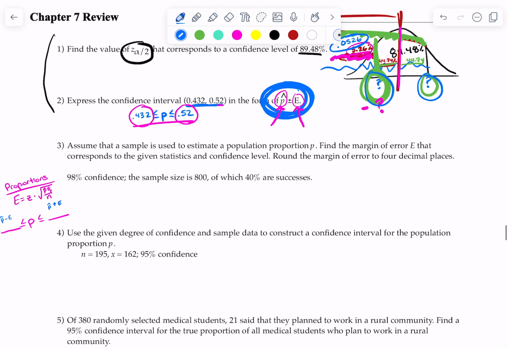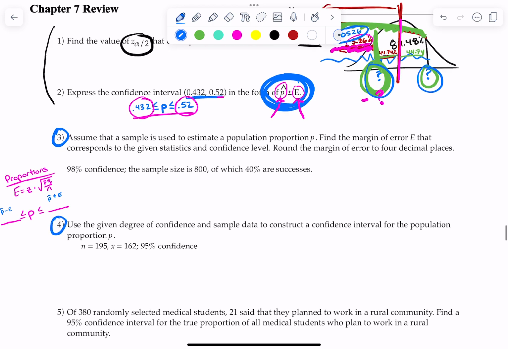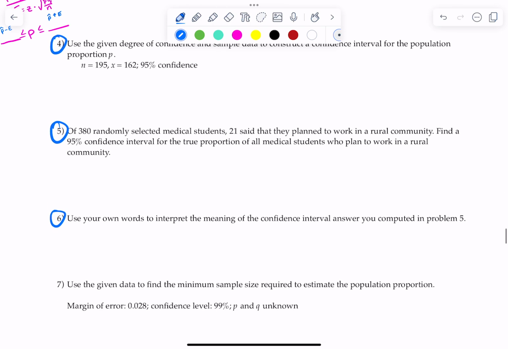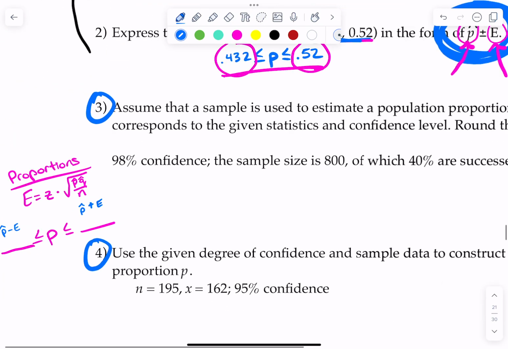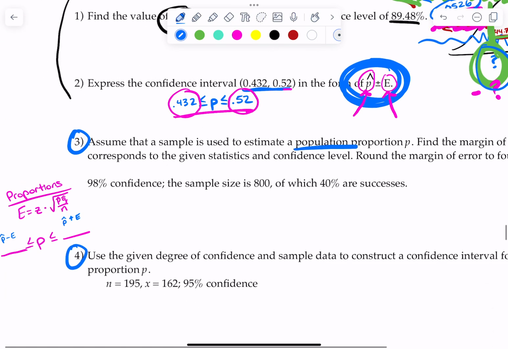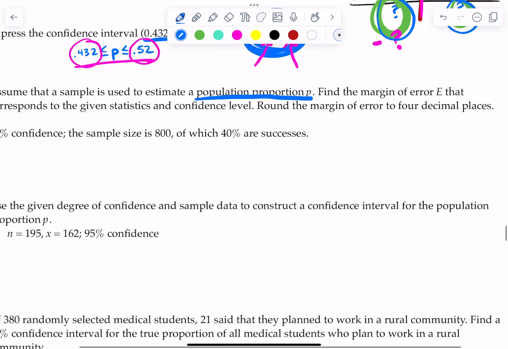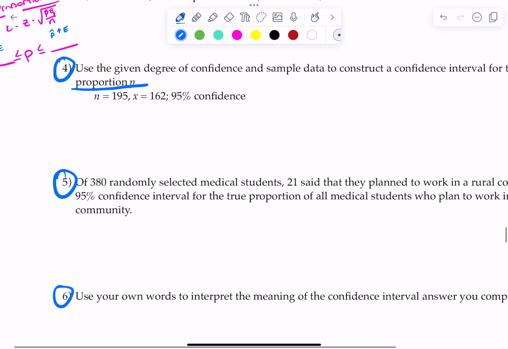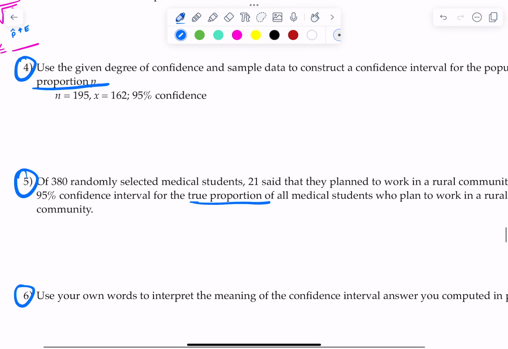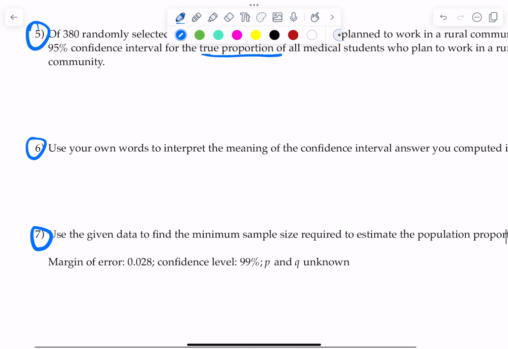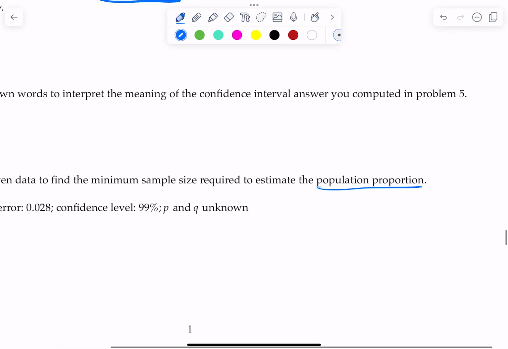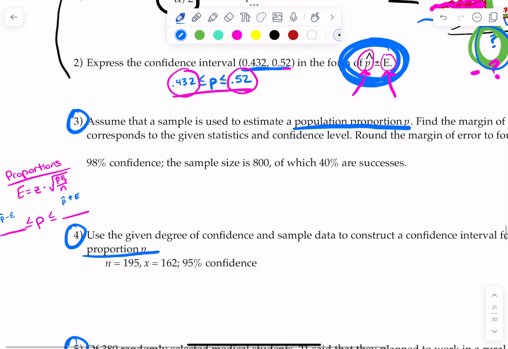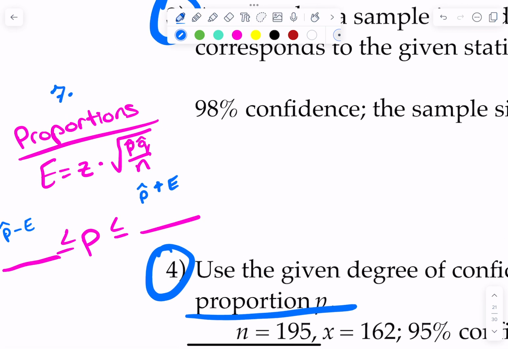Okay. Number 3, and number 4, and number 5, and number 6, and number 7. We're doing this too. How do I know that? It says a population proportion. Construct a confidence interval for the proportion. Find the true proportion. Use your own words to interpret, so this goes along with that one. Number 7, find the population proportion. They're all proportions, and that was in 7-1 when we did proportions. Here's the formula for finding the error.